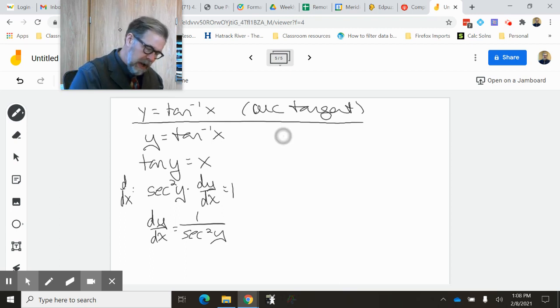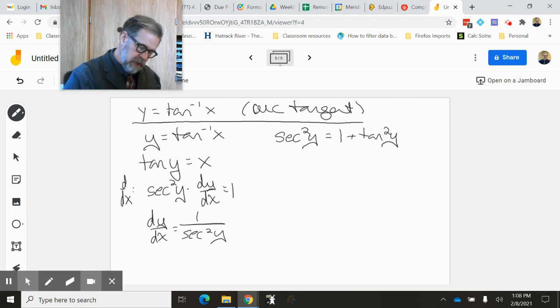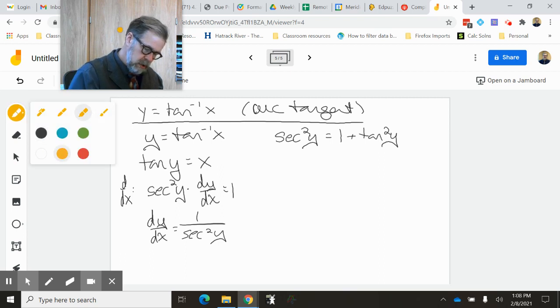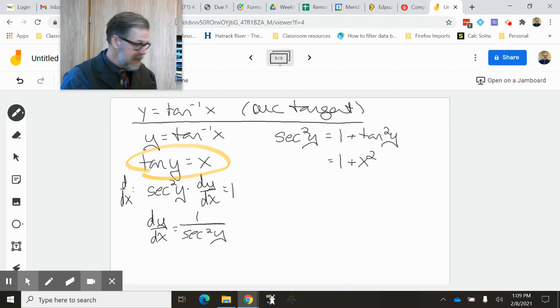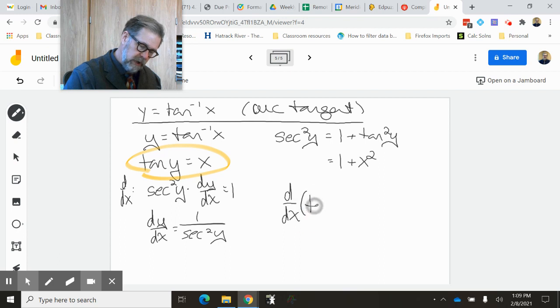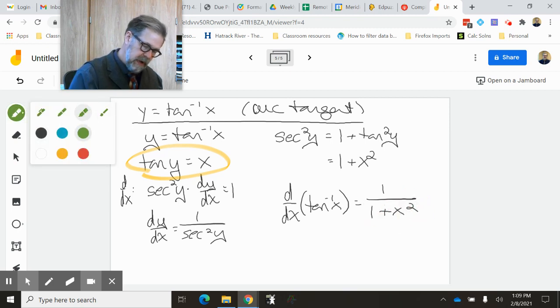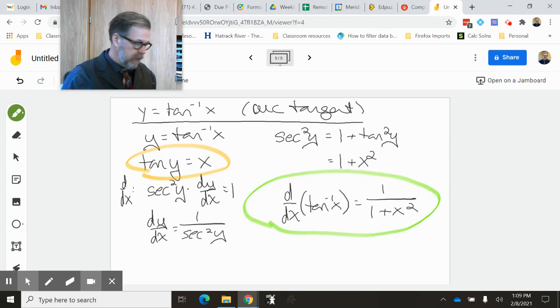Well, what do we know? Another trig identity is that secant squared is equal to 1 plus tangent squared. But of course, tangent of y is the same as x, which means that secant squared is equal to 1 plus x squared. And so we can rewrite the derivative with respect to x of arctangent of x as 1 over 1 plus x squared. Boom. There you are. That was an easy one.